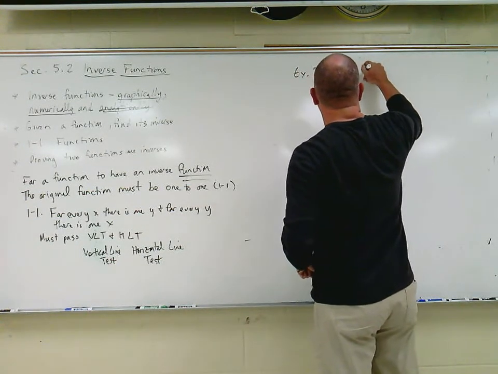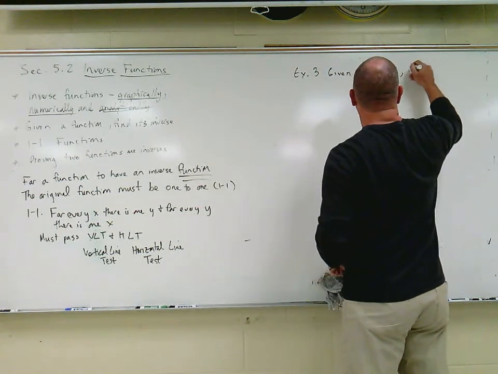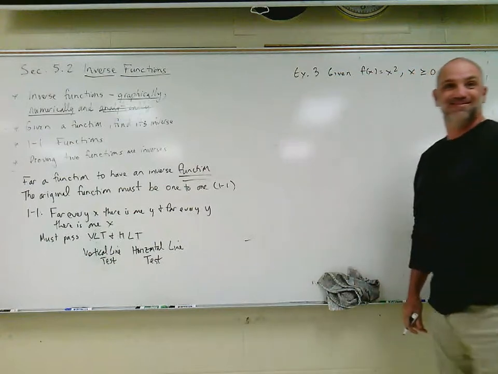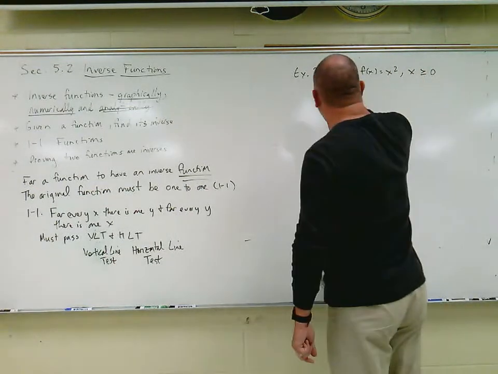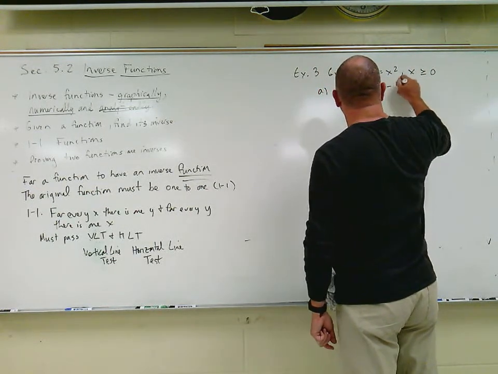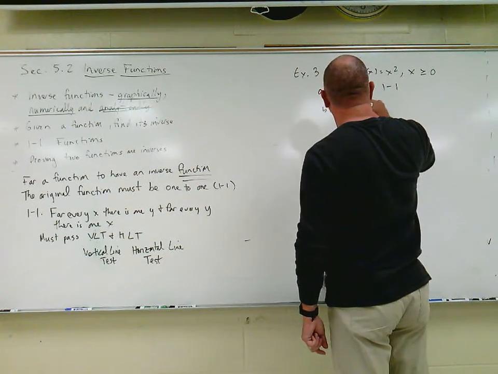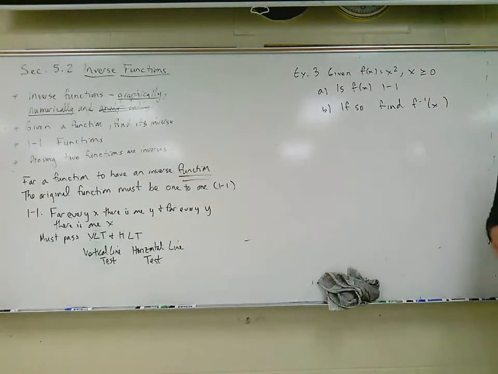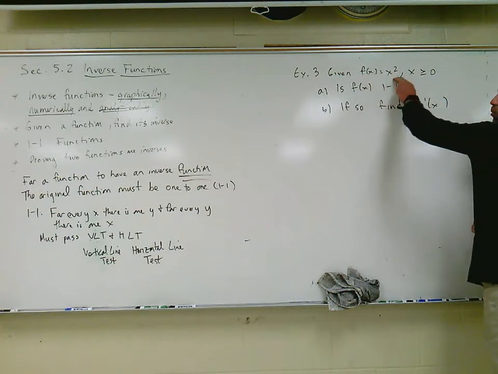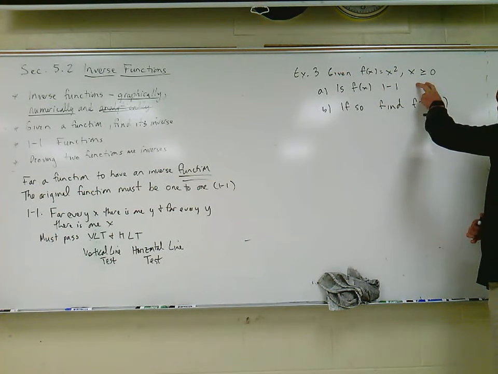Given f of x is x squared and x is greater than or equal to 0. Is f of x 1-to-1? If so, find f inverse of x. So what's different? X is greater than or equal to 0. Notice, they're not giving you the whole graph. They're only giving you this part.